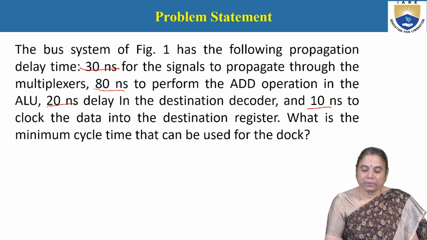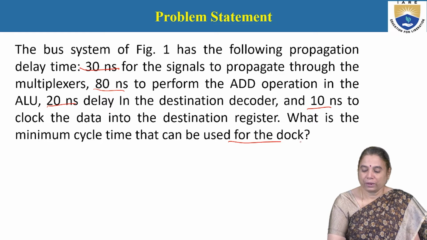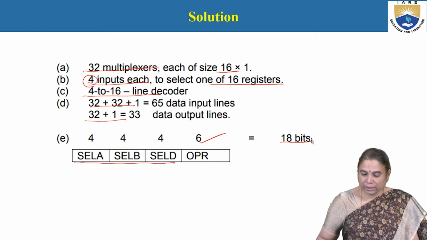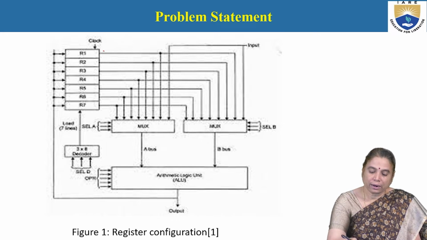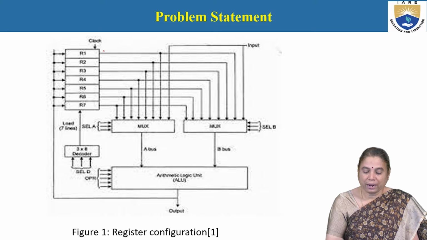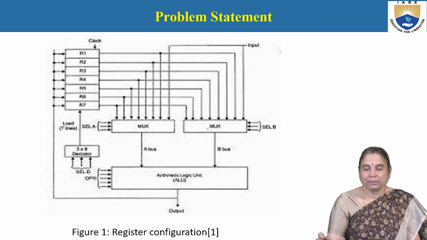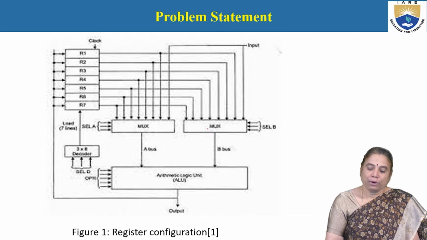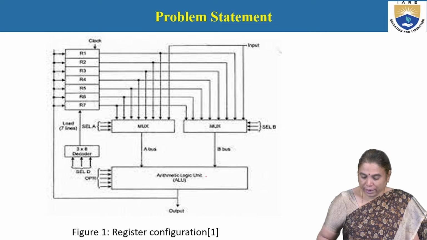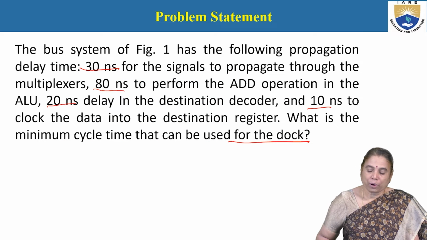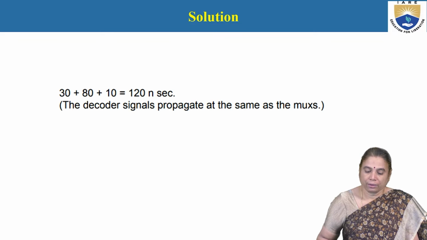What is the minimum cycle time that can be used for the clock of this type of bus architecture? Here the clock has to be generated, and the propagation delay of the multiplexers, the ALU operation delay and the clock delay are all given in the problem. Now we have to calculate the minimum cycle time that can be used for the clock.